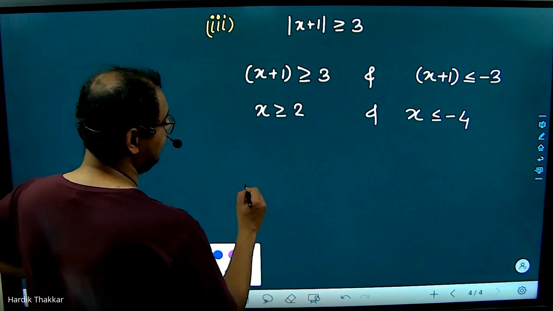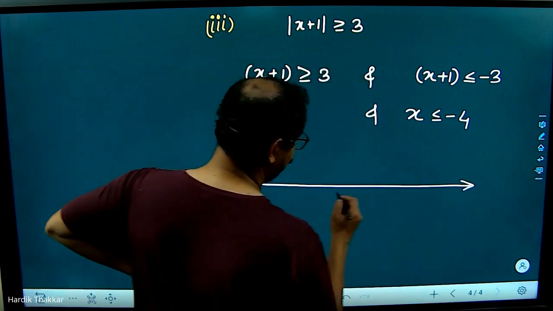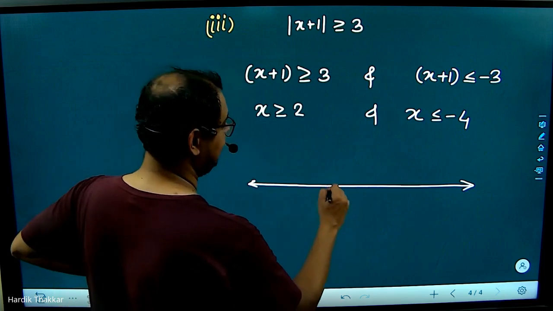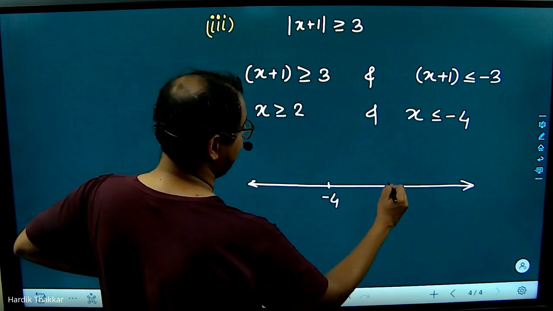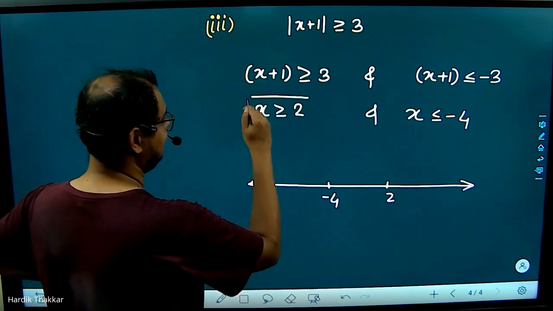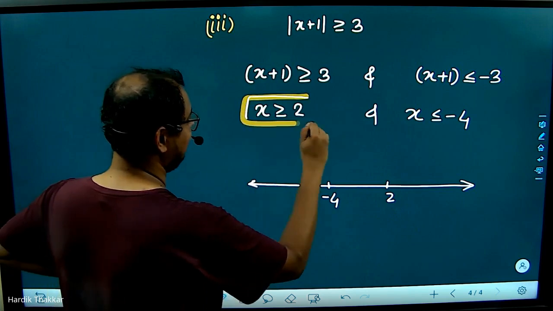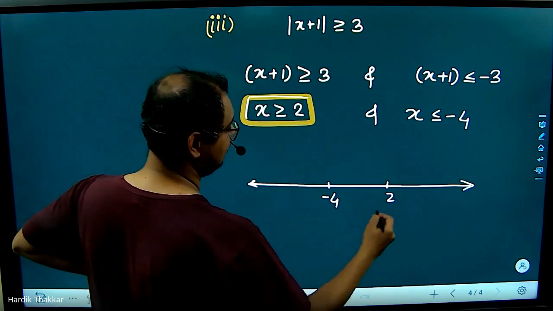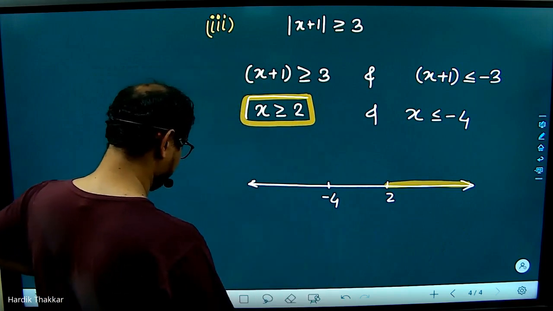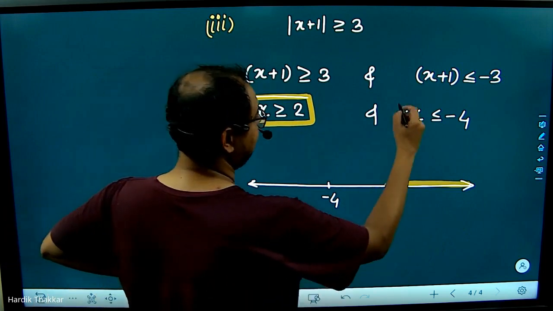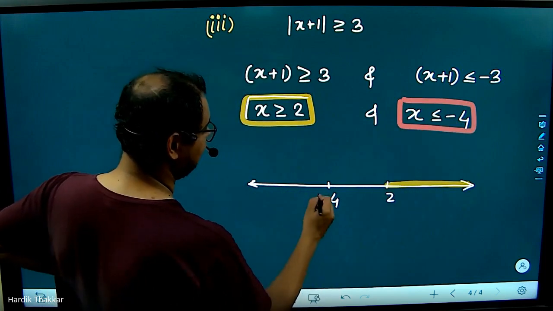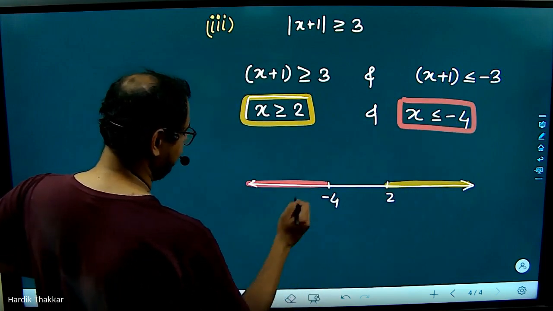Now how will we write this solution? For that, let us understand the situation using a number line. So minus 4 will be here, plus 2 will be here. Now this condition says that x should be greater than or equal to 2. So this region will be our solution according to this. Whereas in the second part, this condition says that x should be less than minus 4. So this will be our solution region.